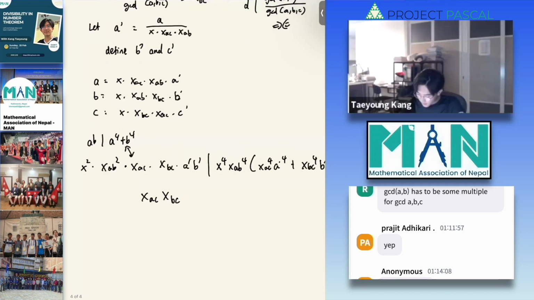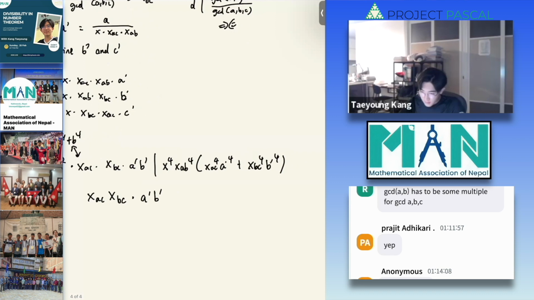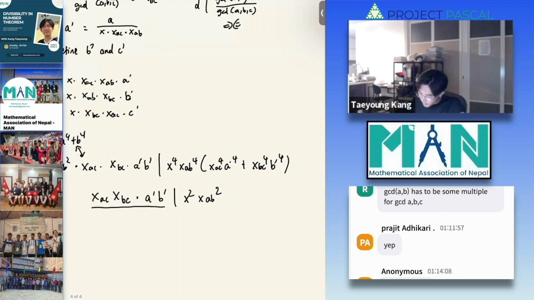X BC times A prime B prime divides x square x AB to the power of 4, A to the power of 2. And this is because XAC, XBC cannot divide this.